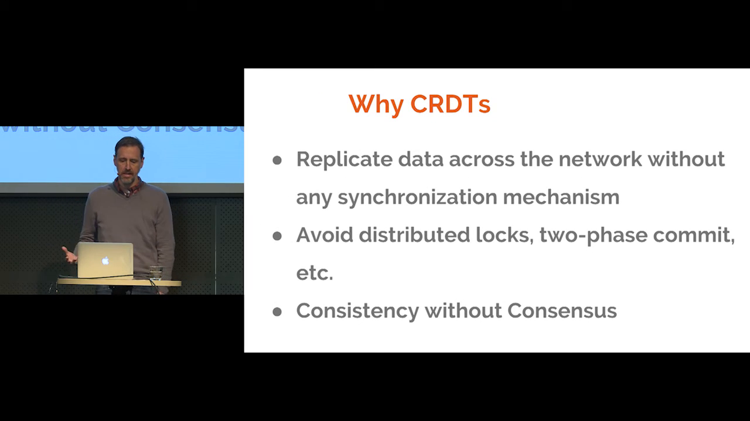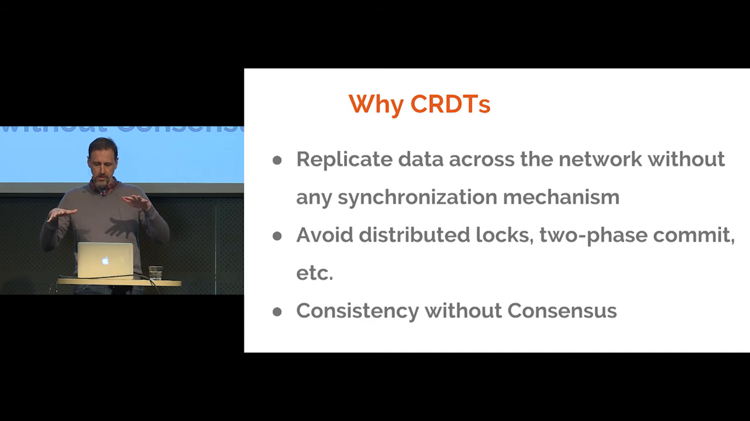So why CRDTs? What is the value of this? The beauty of CRDTs is that I can replicate data across the network without any synchronization mechanism. I don't have to do any distributed locking, no two-phase commits. I don't have to lock my database, do an update, and then unlock it. I don't have to have a global coordinator, a master-slave architecture, any of this. I can just replicate the data, and it'll eventually reach a convergent state. Another way of thinking about CRDTs is consistency without consensus. I don't have to have consensus from all the nodes to reach a consistent value.